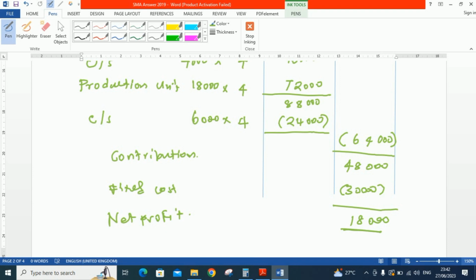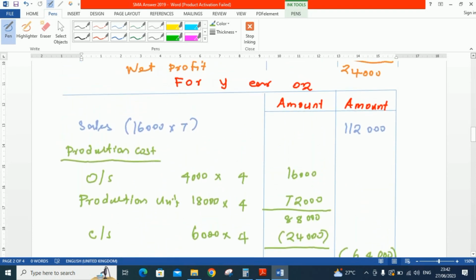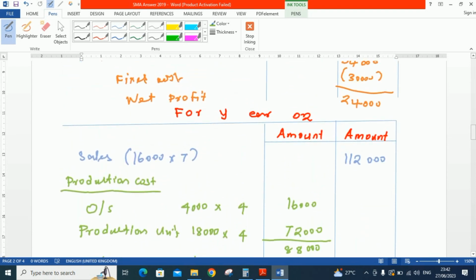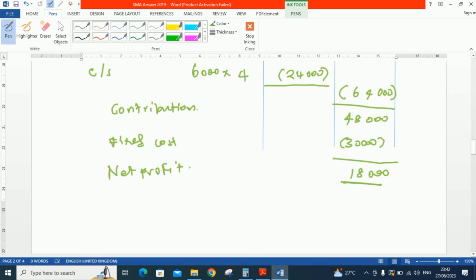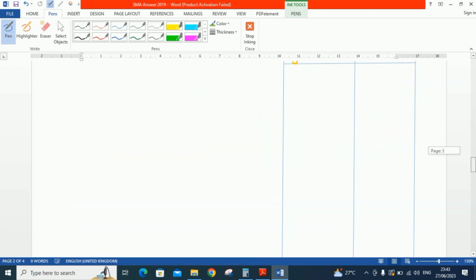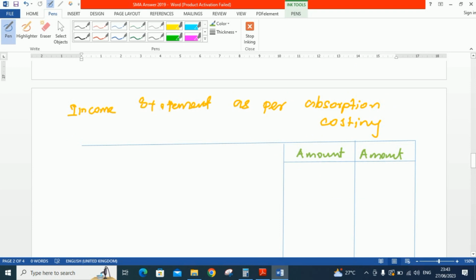Right. So year 1 the net profit is 24,000 and year 2 18,000. Then let's calculate the profit statement or income statement based on the absorption costing method. When we prepare the absorption costing income statement, we should consider the full cost as a production cost.